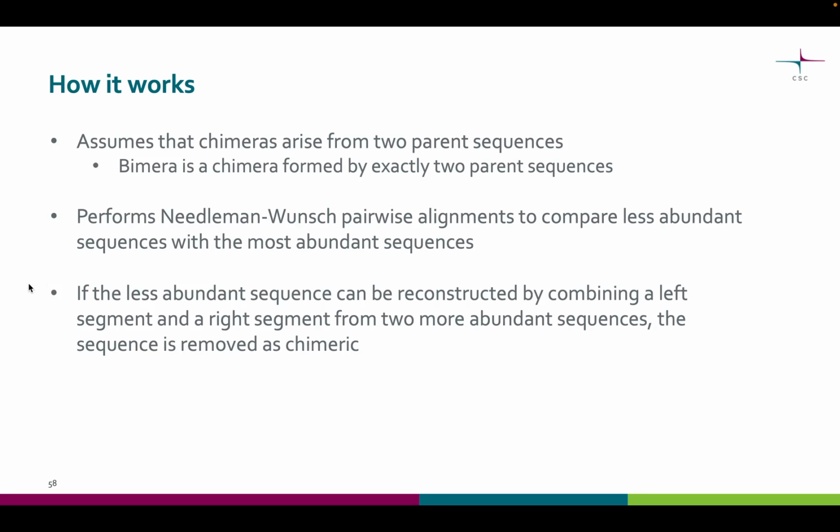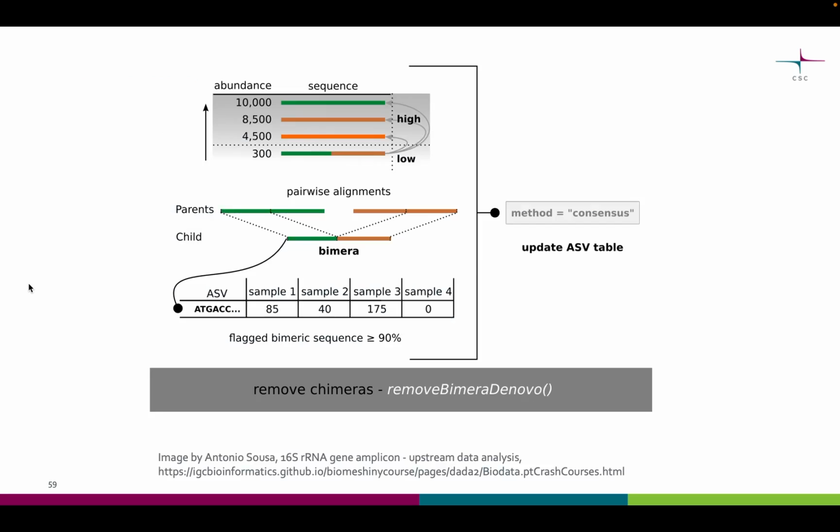But let's go through that again in a bit more detail. At first here, the sequences are ordered by abundance, like you can see. The low abundance sequences are compared against the high abundance sequences. If the low abundance sequence, like here, can be formed by two parent segments, it's flagged as chimeric. Then if we are using the consensus method, the default, the chimera is removed if it's flagged as chimeric in most of the samples. After that, the ASV table is updated, and now it should not contain any chimeras anymore.